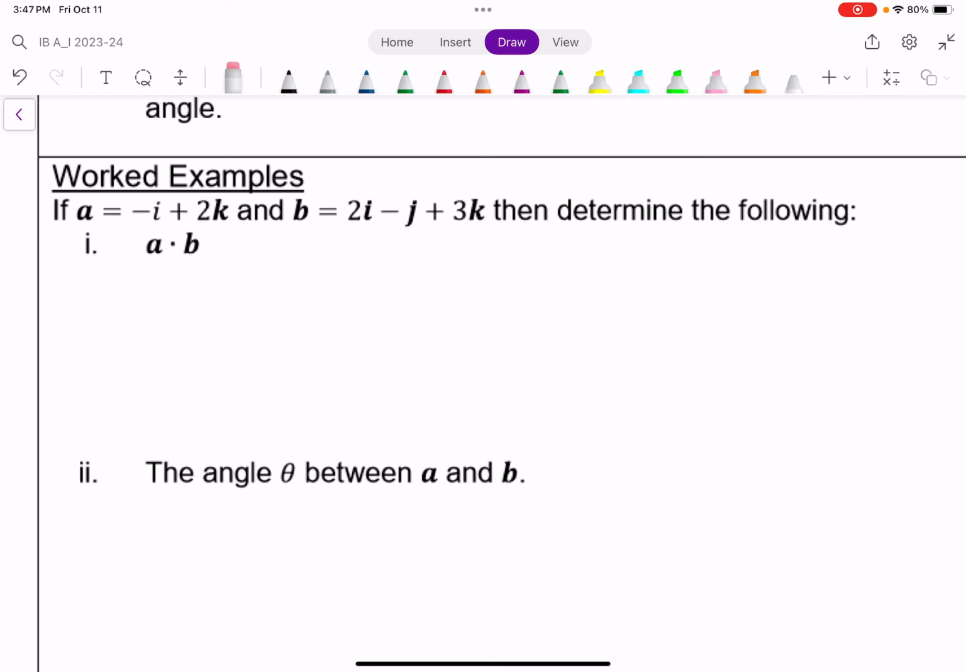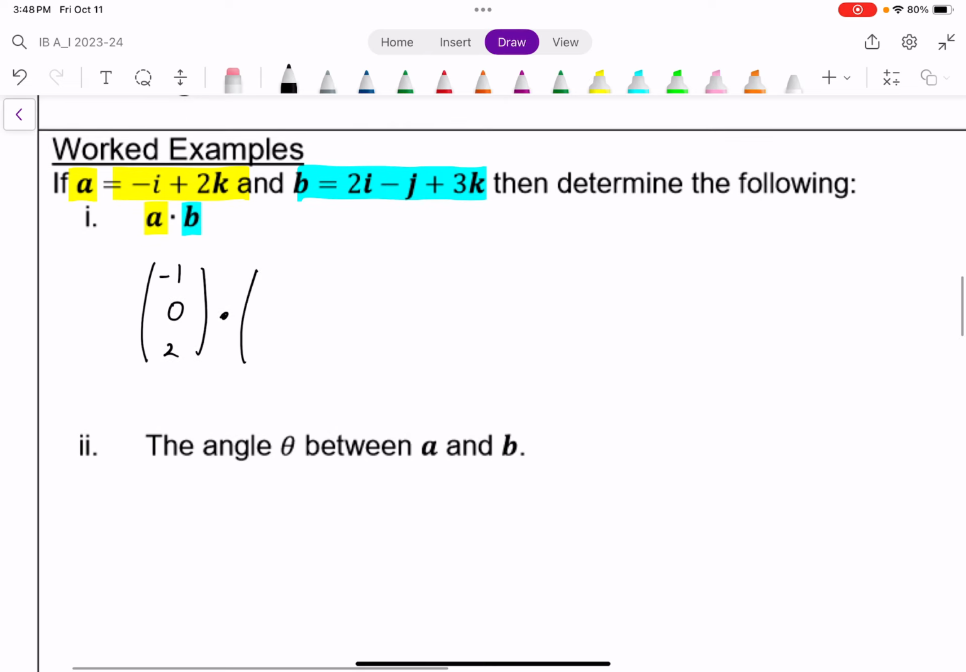And so I'm just going to rewrite my vectors A and B here as a column matrix because I like them better. And so if I rewrite A, this is -1, 0, because there is no j value, and a 2 times b to -1, 3. And so to find the dot product or the scalar product, I just need to multiply these components separately.